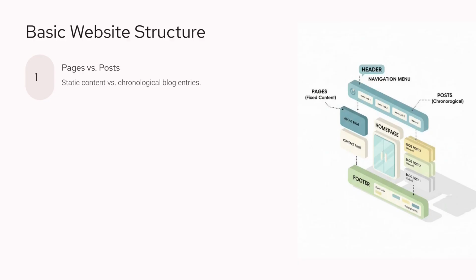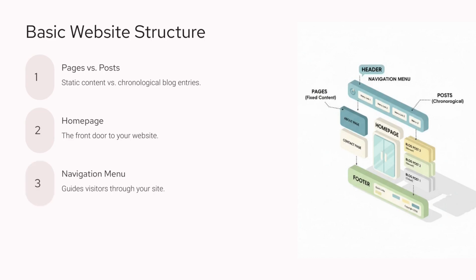Next is the homepage. Think of this as the front door of your website. It's often the first page people see. So, its main job is to clearly explain who you are, what you offer, and what visitors should do next. Then, we have the navigation menu. This is what helps visitors move around your website easily. A good menu makes it simple for people to find the most important pages without getting confused.